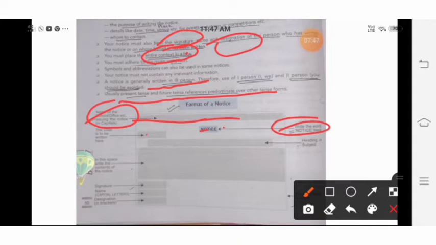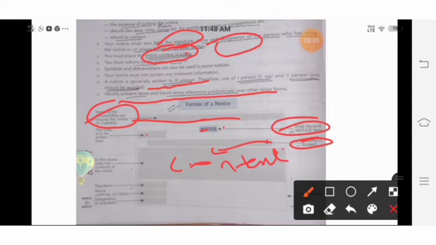Got it? And then the heading of the subject. This is your heading where you will be writing, meaning who is issuing the notice. After that, write the content over here. Over here you will mention the content.